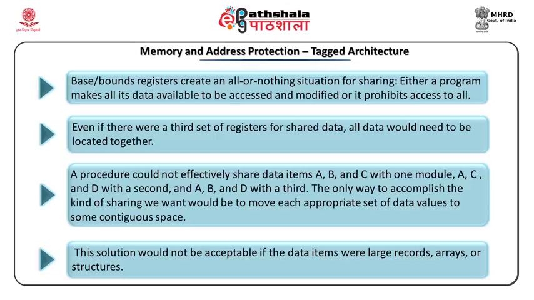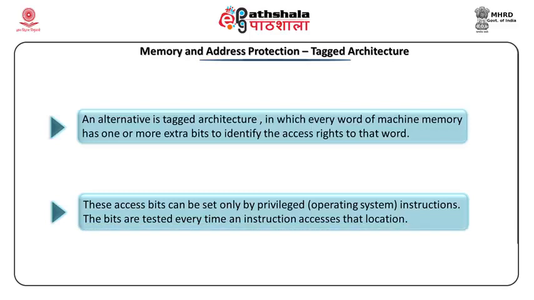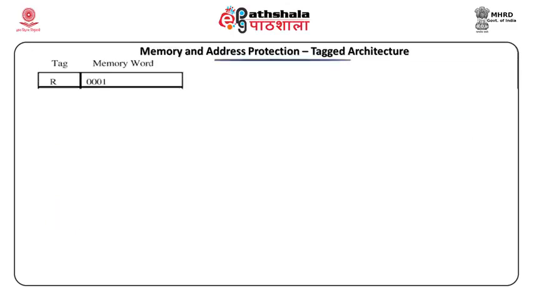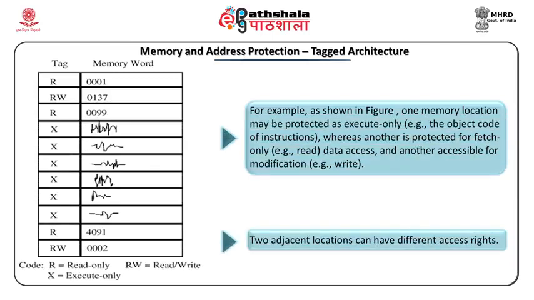So, an alternative is a tagged architecture, in which every word of machine memory has one or more extra bits to identify the access rights. These access bits can be set only by a privileged instruction. The bits are tested every time an instruction accesses that location. So, check the figure. What you can see is one memory location may be protected as execute only, whereas another is protected as read only, another as write only. You can see tag R, that says read only, tag RW read write, tag X as execute.